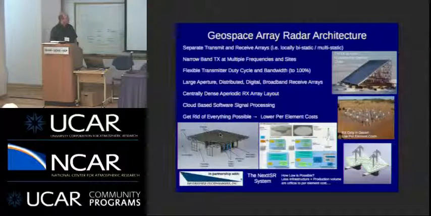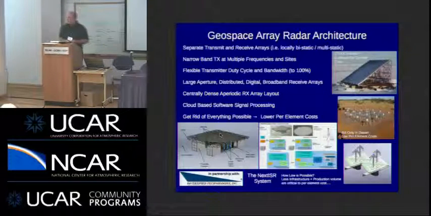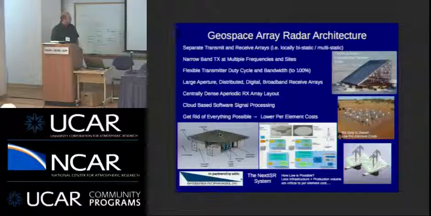You have very large distributed digital broadband receive arrays. They may not be all digital. They may use some of the time delay subarraying that LOFAR, MWA, and LWA use. Centrally dense aperiodic array layouts that optimize your ability to cover UV space. And cloud-based signal processing that allows you to scale the signal processing to almost unimaginable levels. It'll be exaflops in the not-too-distant future. And then you get rid of everything else possible, so you can lower per element costs.